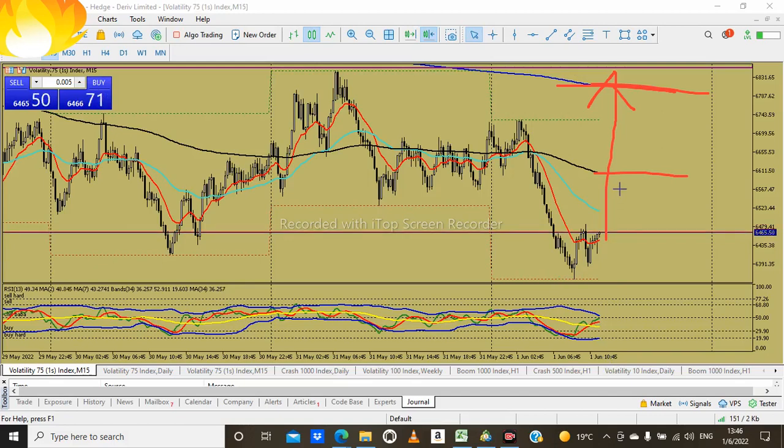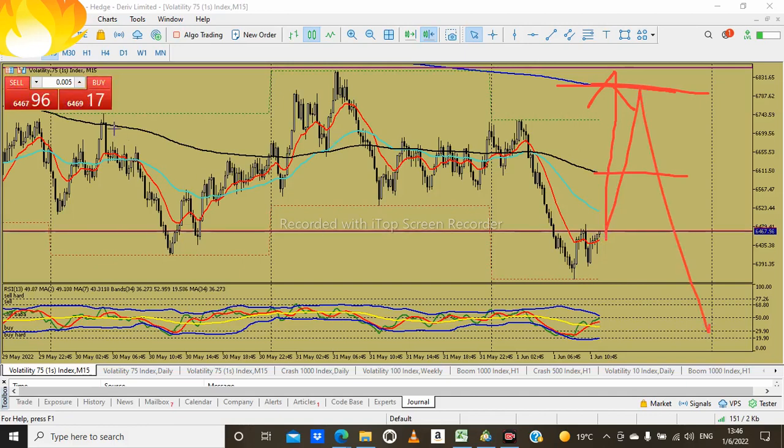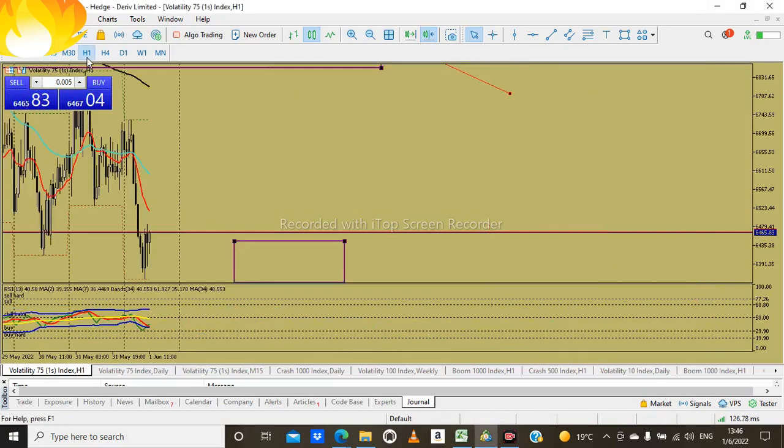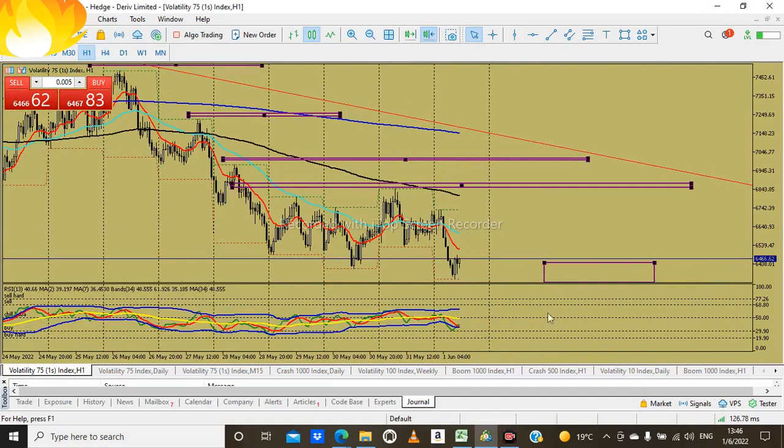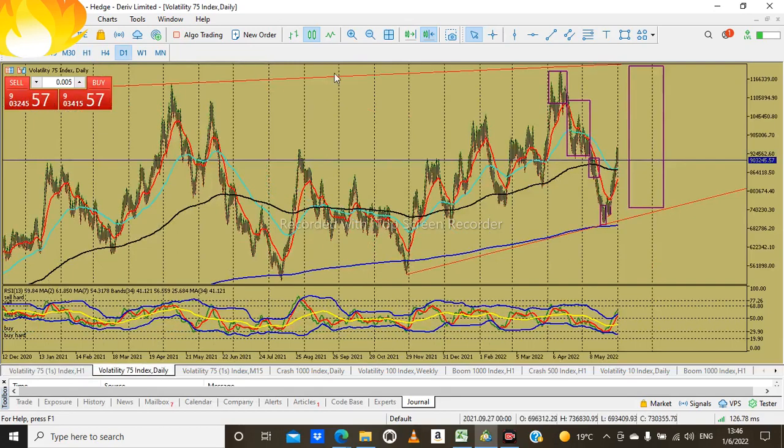Although the general bias is a sell bias. And this is V75 1s. So you can put a small lot for a sell, or you can take advantage of the buy there. Then we go down. My general bias for V75 1s is a sell. Maybe buy up to this, then we come down, buy up to here, and we come down. But the general bias on the bigger time frames is a sell, sorry.